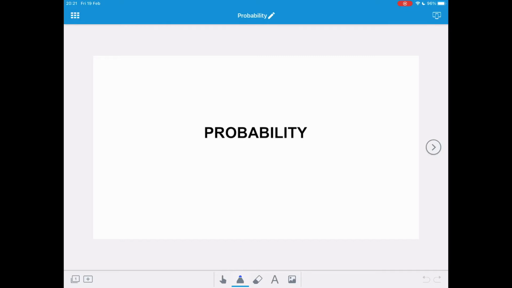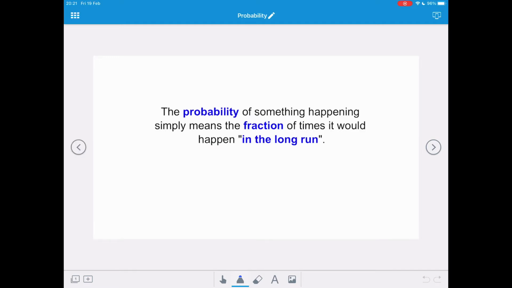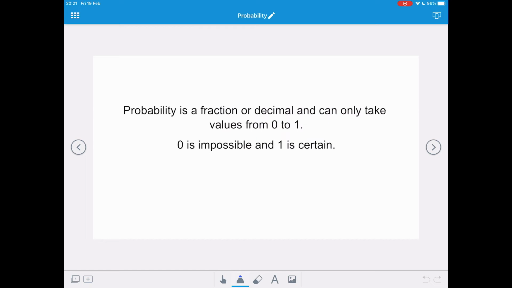In this video, we're going to look at probability, what it is, and how we calculate it. So the probability of something happening simply means the fraction of times it would happen in the long run. Probability is a fraction or decimal and can only take values from 0 to 1. 0 means impossible and 1 is certain.